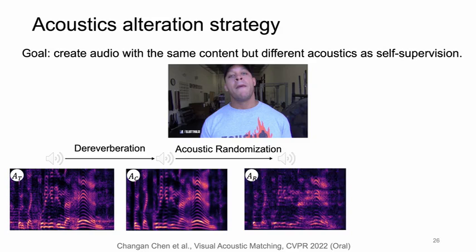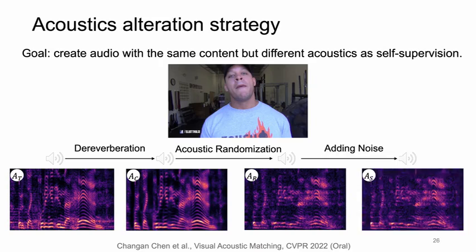And then we randomize the acoustics by convolving the audio from the last step with a random impulse response. And lastly, we add some noise to the audio. So in this way, the output audio has the same content as the target audio, but different acoustics.